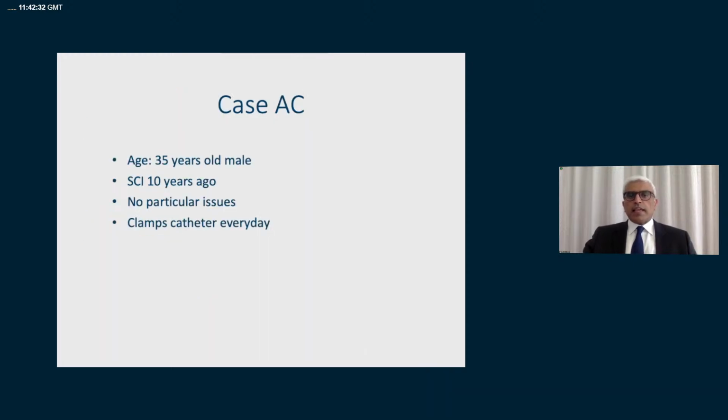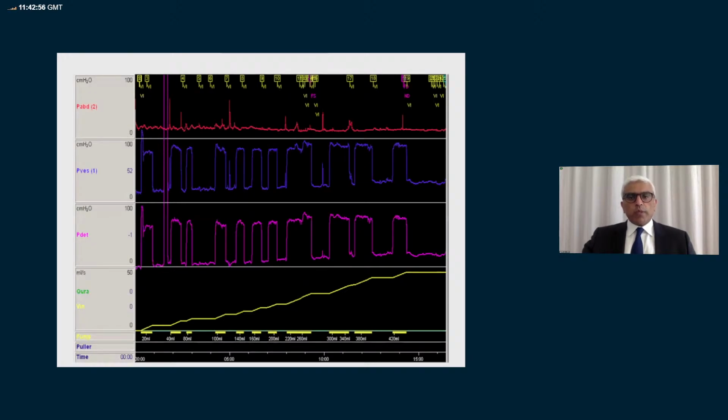So this patient is a 35-year-old male who has got a spinal cord injury for about 10 years. There are no particular issues. He empties the bladder with a suprapubic catheter. So what is the indication of doing the urodynamics in this case? We want to find out that his filling pressures or resting pressures are safe. So we do the urodynamics with the catheter.